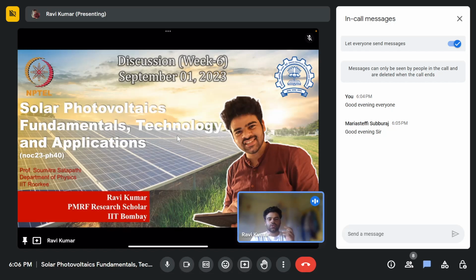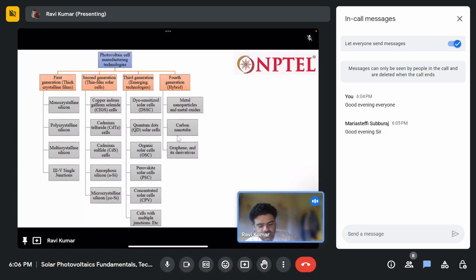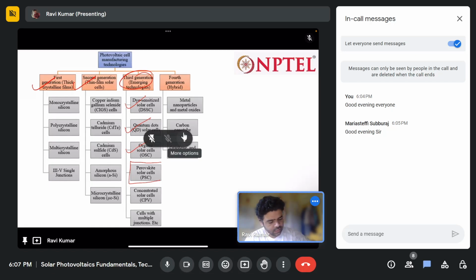So let's start. In the last class, we saw organic solar cells, and before that DSSC solar cells, and before that crystalline silicon and amorphous silicon or thin film solar cells. Now we will see perovskite solar cells. Here you can see the first generation, then second generation thin film. In the third generation, we have seen the dye sensitized solar cell, then quantum dots and organic solar cells. Today we will see perovskite solar cells, generally known as PSC.